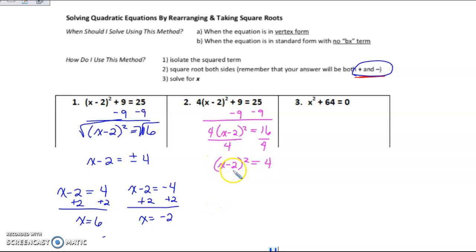Well, I need to get this out of parentheses, and it's being squared. So I'm going to square root it and square root this, because remember, what you do to one side, you do to the other. So this becomes x minus 2, and the square root of positive 4 is either a positive or a negative 2.